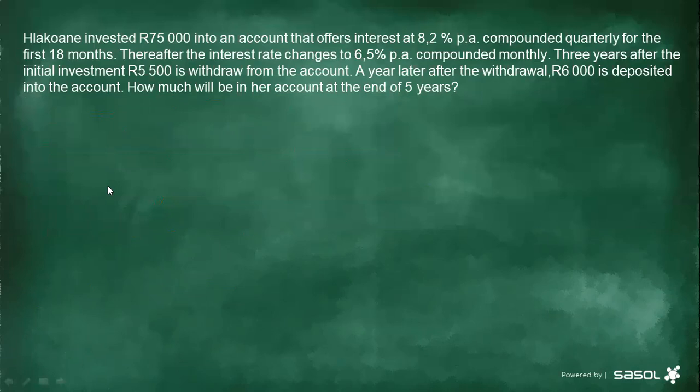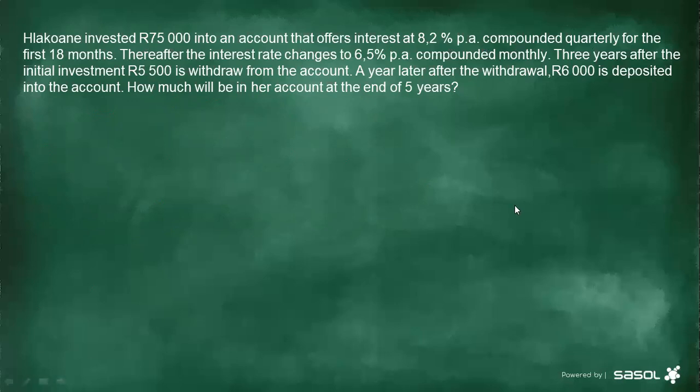All right, now let's start with this scenario and see how we go about this one. Hlakwani invested 75,000 into an account that offers interest at 8.2% per annum compounded quarterly for the first 18 months. Thereafter, the interest changes to 6.5% per annum compounded monthly.